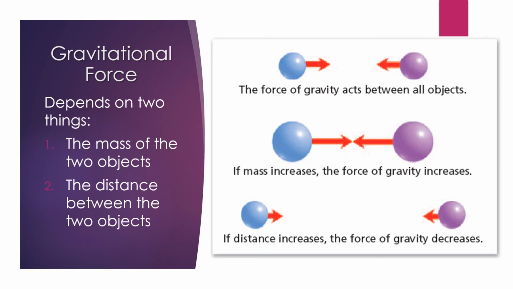Looking at the relationship between these forces in that equation, the gravitational force depends on two things: the mass of the objects and the distance between the objects. We saw that from the equation briefly earlier because there were m's in the equation as well as an r, a radius for distance. The force of gravity acts between all objects. We said that mass and force were proportional to each other, so if one goes up, the other goes up. If mass increases, the force is going to increase. If mass decreases, the force is going to decrease.